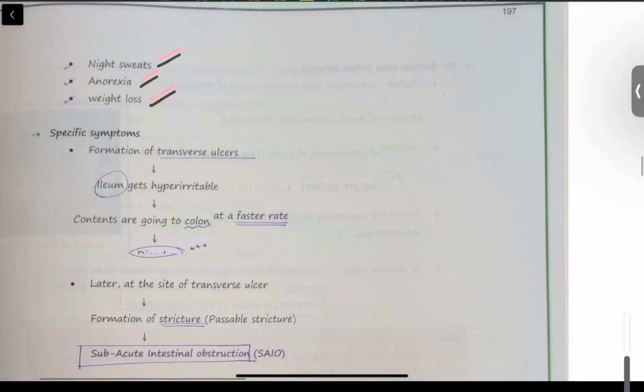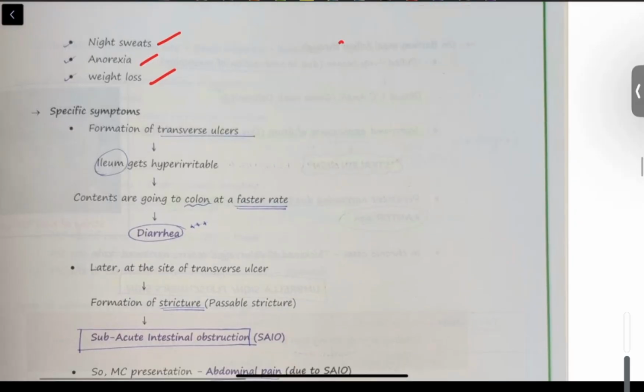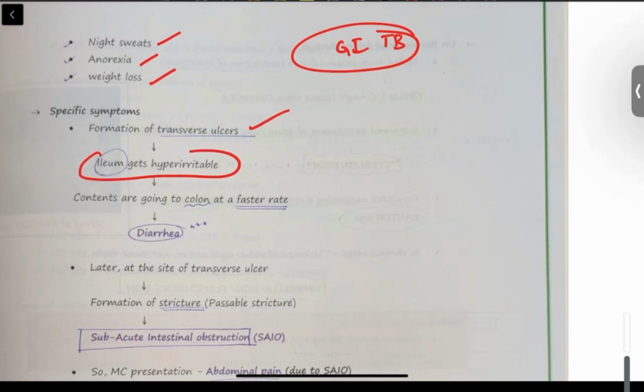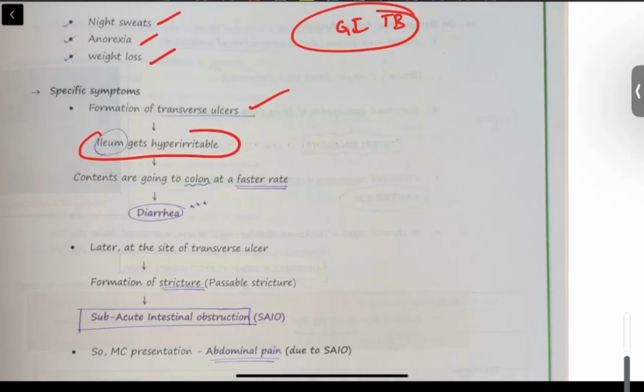But if the patient has now developed GITB, what will be specifically seen is formation of transverse ulcers. The ileum gets hyperirritable because of immune mechanisms. Then whatever content is going to the colon will go at a faster rate because of the hyperirritable bowel. So peristalsis will be faster, and for this reason there will be diarrhea.